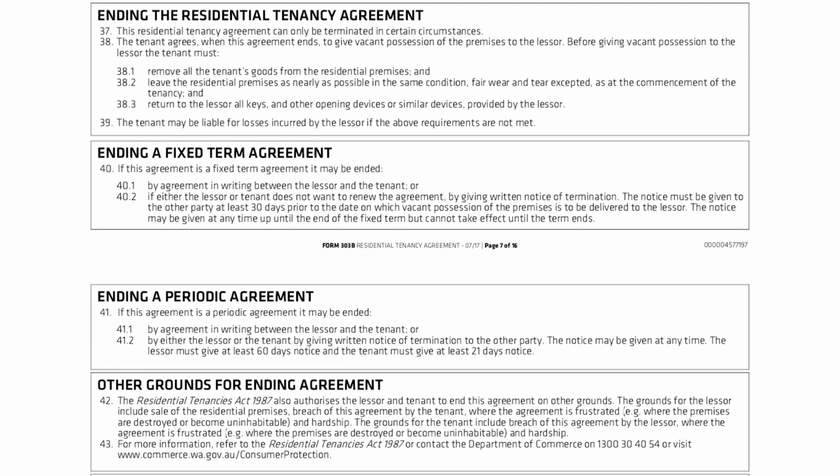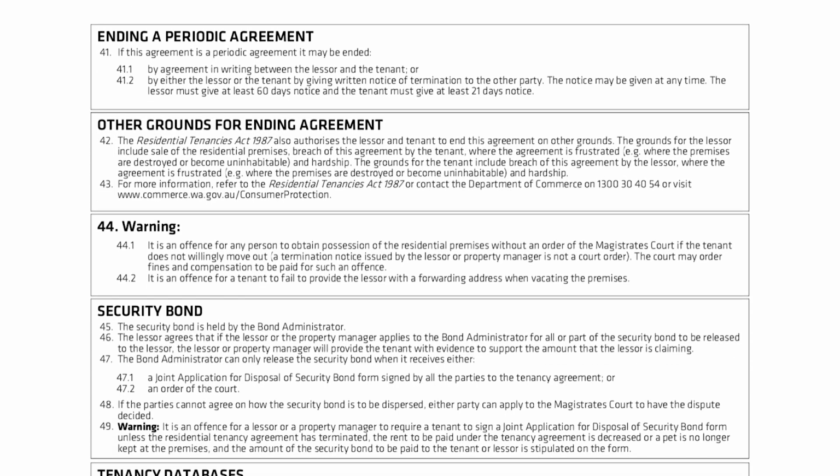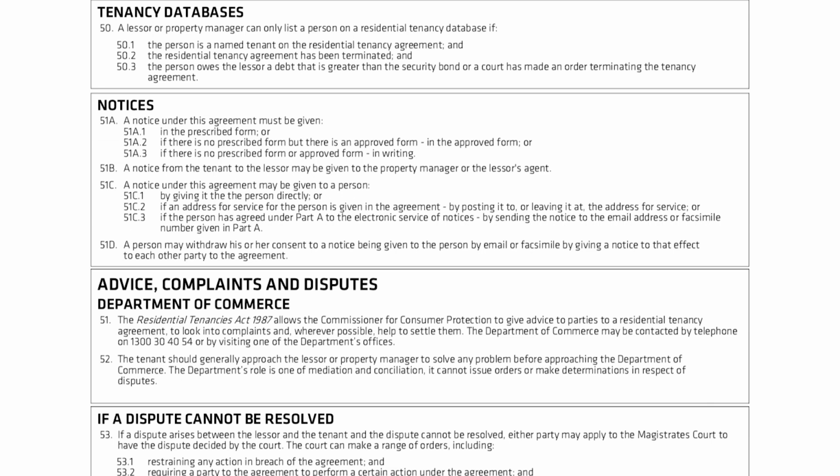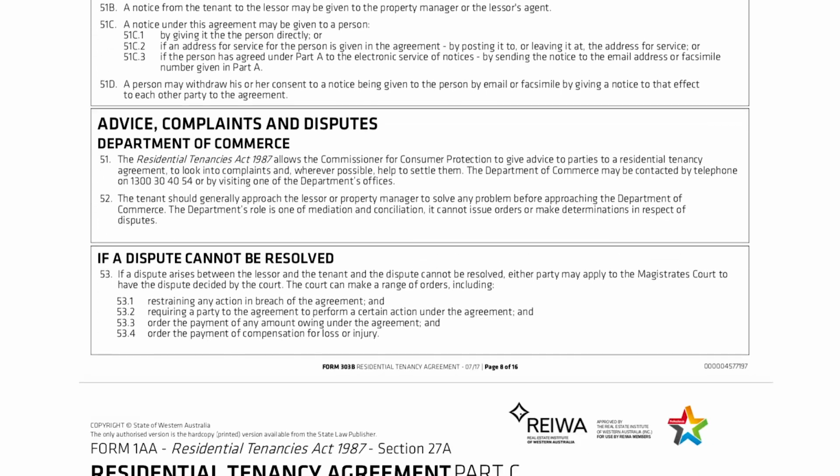Ending a fixed term agreement, you must give 30 days notice if you wish to vacate the end of the lease, in writing. Ending a periodic agreement, periodic is 21 days notice. The bond is held by the bond administration. Tenancy databases, if you do not pay your rent, we have the right to lodge you in a tenancy database, making it difficult to you to get a rental in the future. If you need any advice or have complaints and disputes, please contact the Department of Mines. And if it cannot be resolved, it goes through the Magistrates Court.